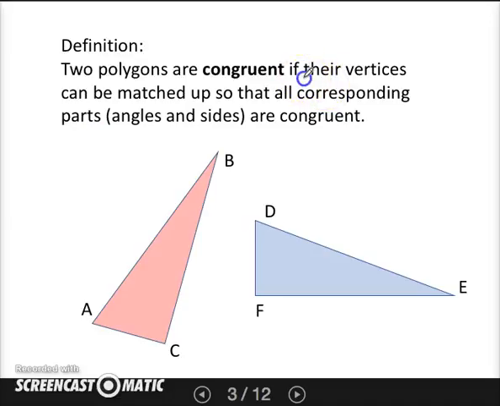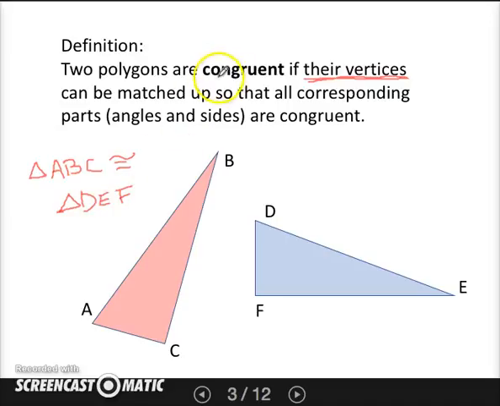Their vertices. So if these two triangles are congruent, that means that all three vertices could be matched up and the triangles would actually be superimposed on one another. Suppose I tell you that triangle ABC is congruent to triangle DEF.